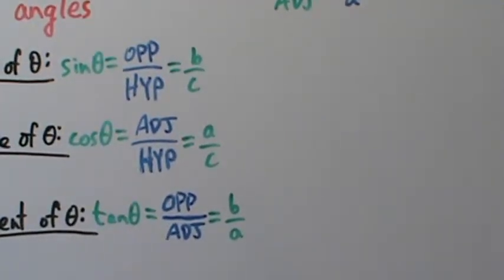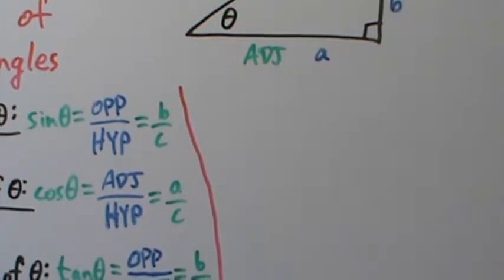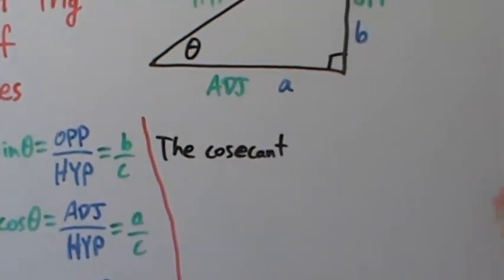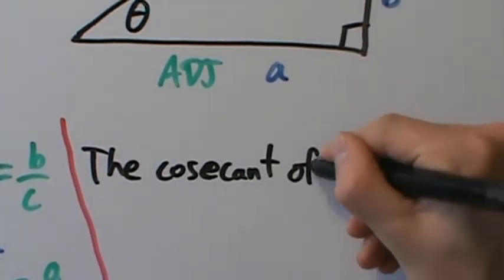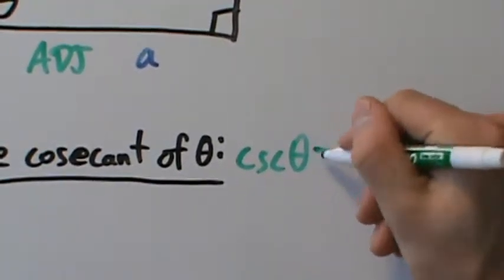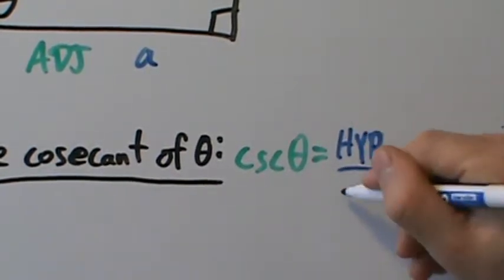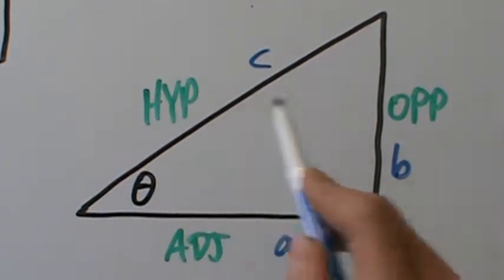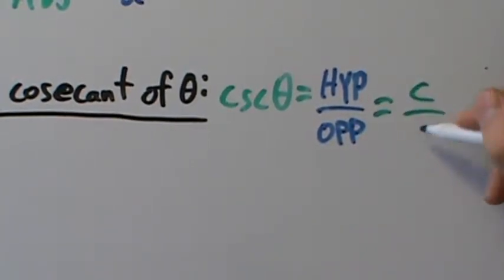So there's three more. Let's set aside some room here. Let's bring these up in this order. So the cosecant is what we'll talk about next. Zoom in a little on that. C-O-S-E-C-A-N-T, the cosecant of theta. And that is denoted CSC of theta. And the cosecant is defined to be the hypotenuse divided by the opposite side. So the cosecant is the hypotenuse over opposite. So here's theta. The cosecant of theta is the hypotenuse divided by the opposite, which for this particular triangle is C over B. Okay?